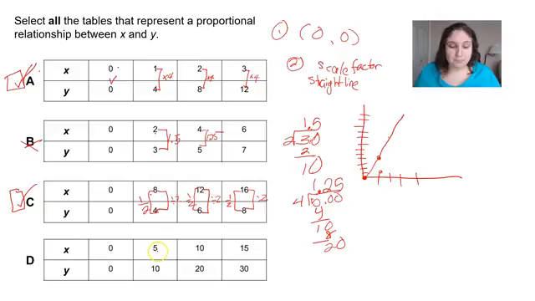All right, let's look at the last one. 5 to 10, we multiply by 2. 10 to 20, we multiply by 2. 15 to 30, we multiply by 2. So indeed, this one is also a proportional relationship.